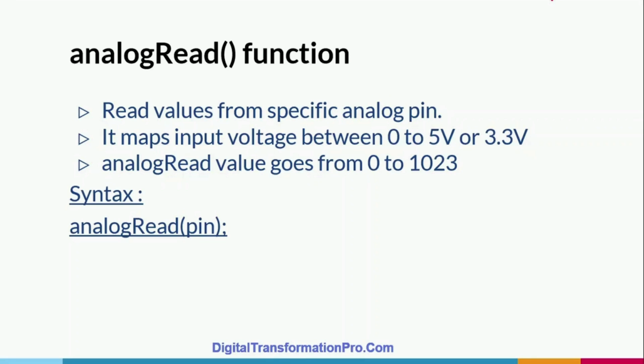Next is the analogRead function. It reads values from a specific analog pin, meaning it will take input, and it maps input voltage between 0 to 5 volt or 0 to 3.3 volt. And analogRead values are from 0 to 1023. Syntax is also simple: analogRead in brackets pin. For example, if analogRead(A0) is there, then it will read analog values from pin number A0.